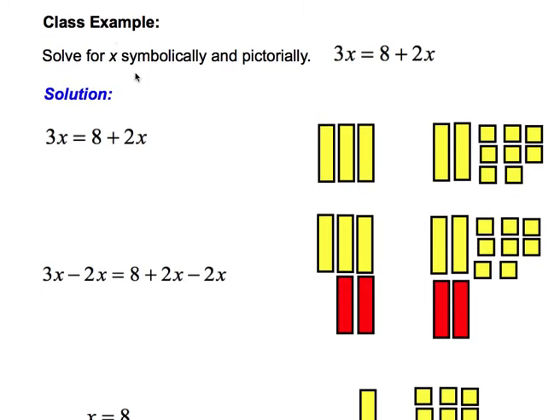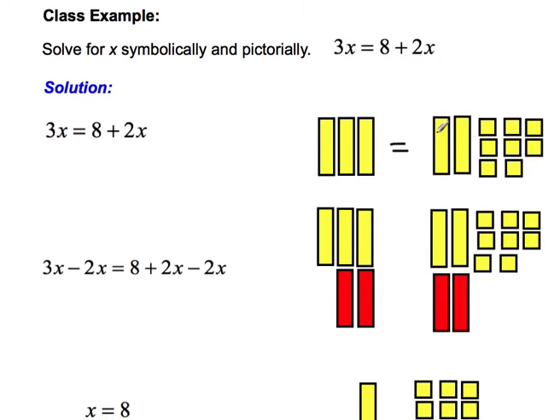So here we have a class example. We're going to solve for it both symbolically and pictorially. So I have a 3x here, so I have my 3 variable tiles, and it is equal to 2 variable tiles plus 8 unit tiles. Again, yellow in our textbooks are positive and red are negative. So the whole idea is to get one of these by itself on one side of the equation.